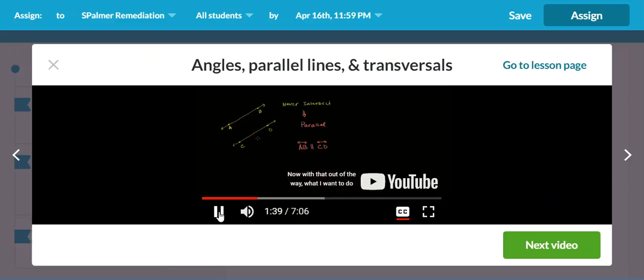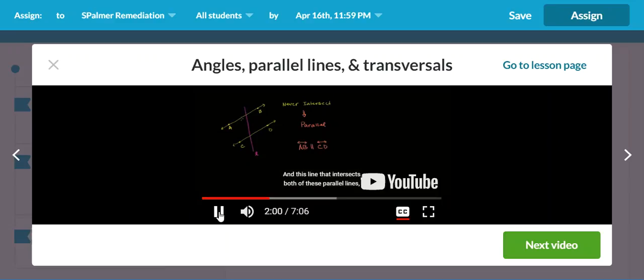Now, with that out of the way, what I want to do is draw a line that intersects both of these parallel lines. So here's a line that intersects both of them. Let me draw it a little bit neater than that. So let me draw that line right over there. I'll just call that line L.